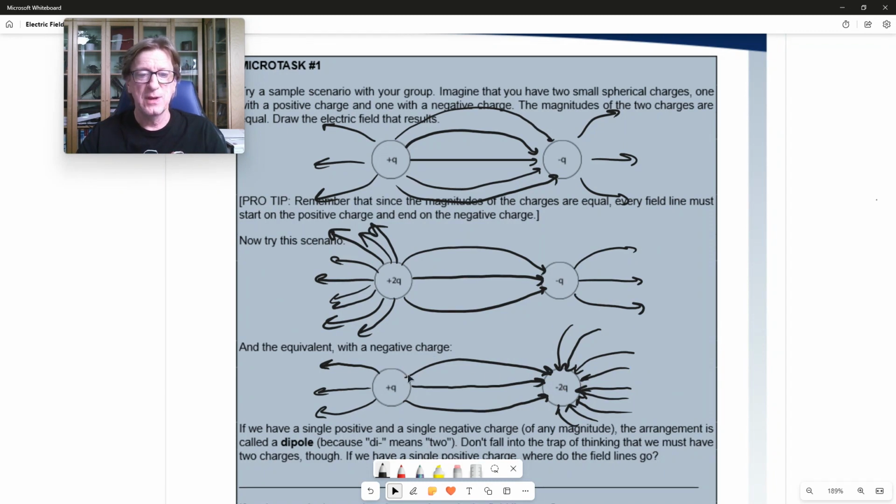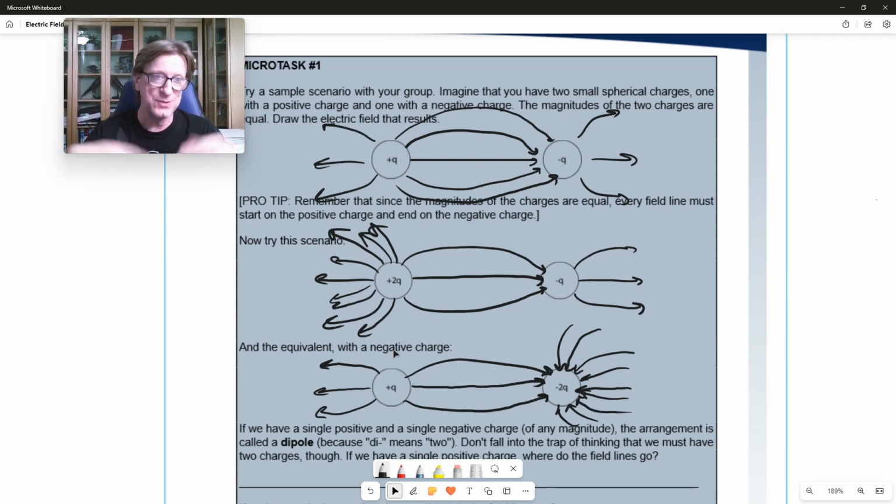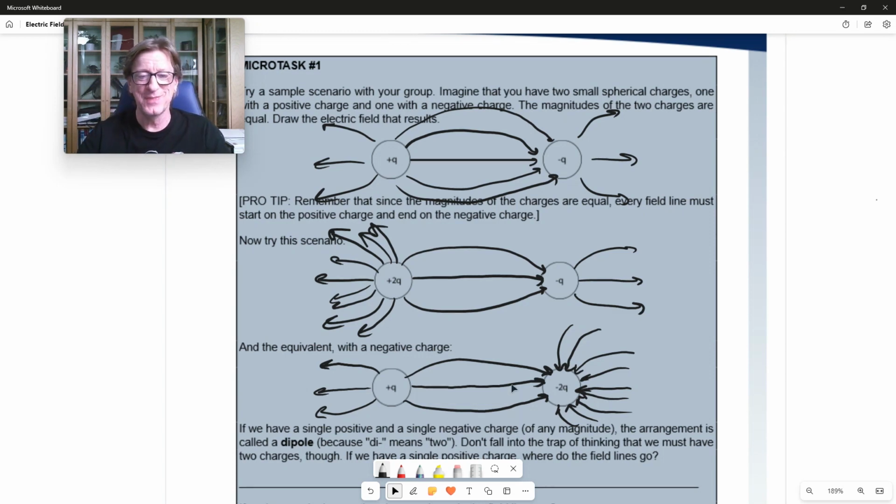Would have been nice if Ben Franklin had chosen the other rubber rod to be positive instead of negative, because then I would say, okay, that thing that's actually moving is going in the direction of the arrows. Unfortunately, he didn't, and we're stuck with what we got, and that's why we hate Ben Franklin.